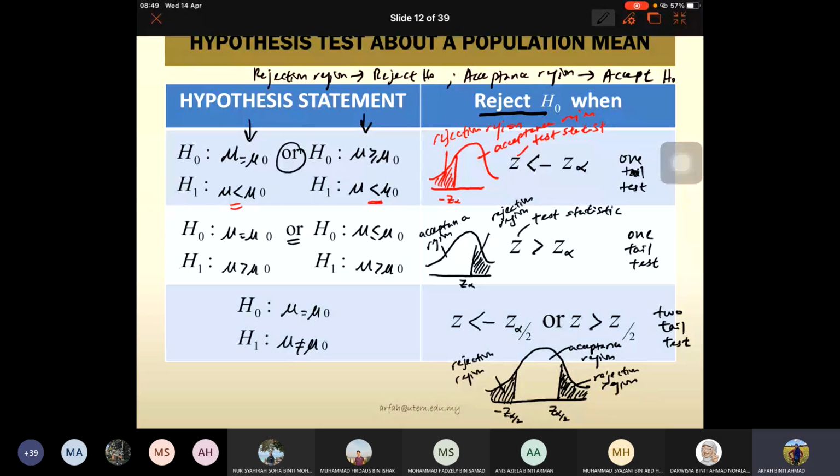Any questions so far? Before we proceed with the last two explanations, and then we look at the steps involved and how to do the examples. I have put several examples in here. We will go through the examples one by one. Okay.